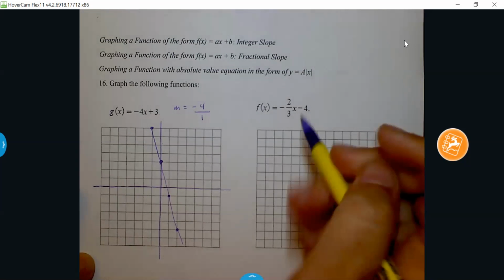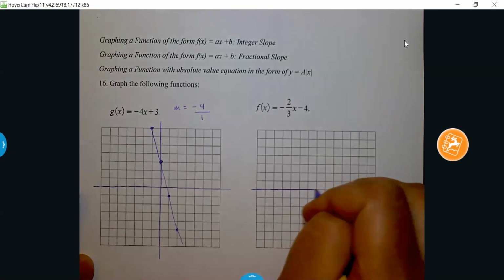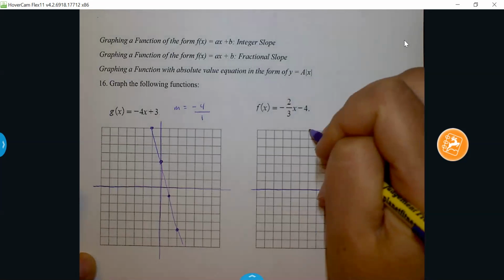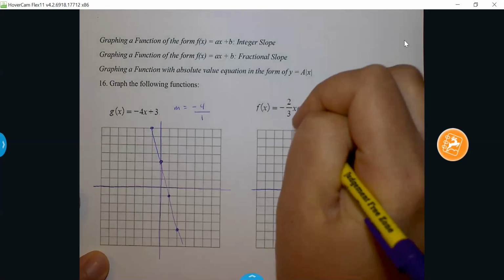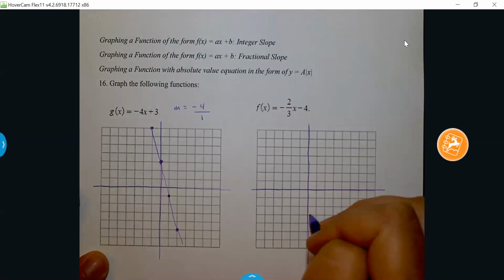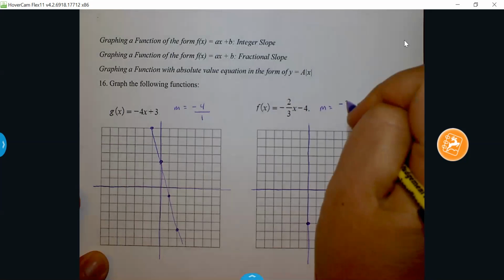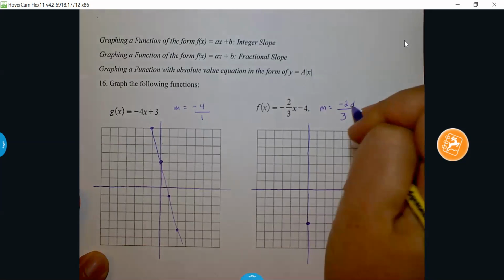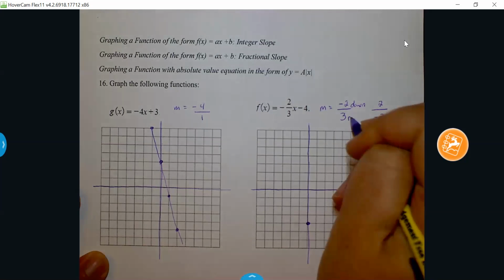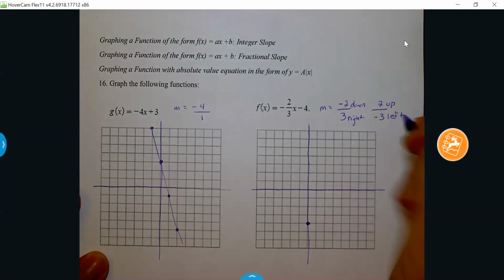Here, same concept, except we have a fractional slope. So I am going to draw in my x and my y axis. Doesn't really matter where it is. I'm going to start at my y-intercept of -4: 1, 2, 3, 4. And then my slope can either be -2 over 3, or it could be 2 over -3. So this would be down 2 and right 3, or up 2 and left 3.